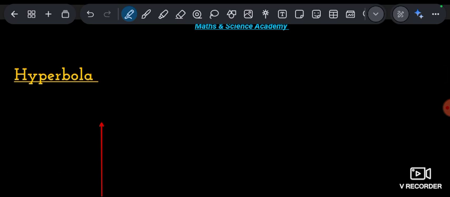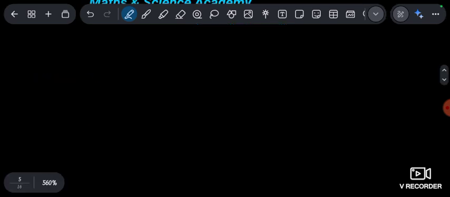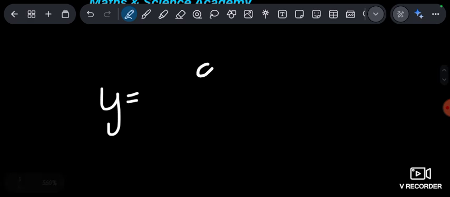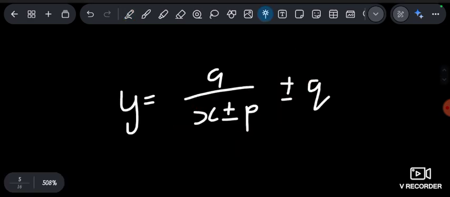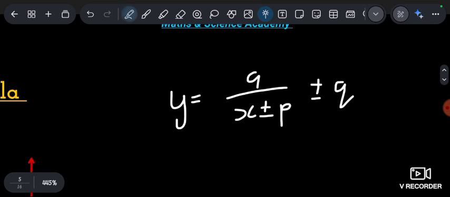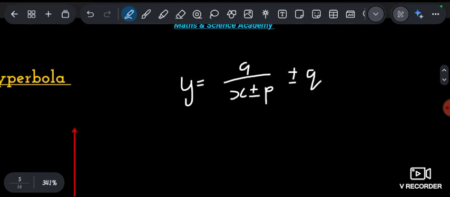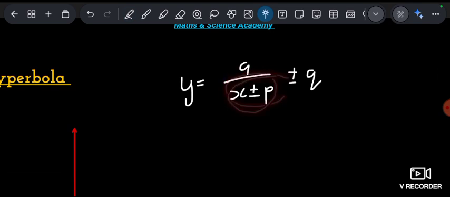Now, the parabola and hyperbola are different, but for sure you've noticed the pattern that each function has its own standard form, right? The standard form for this one would be y is equal to a over x plus minus p, plus minus q. Why are you using plus minus? Because it's not always plus and it's not always minus. It changes around, right? But if you remember the thing I said about x's being complicated, it still applies here.